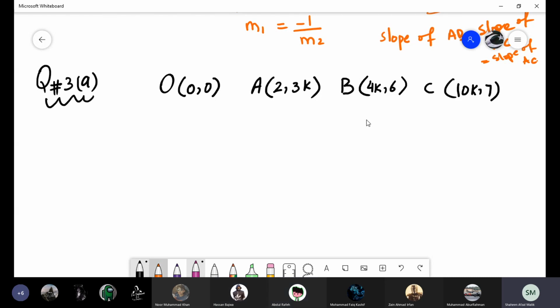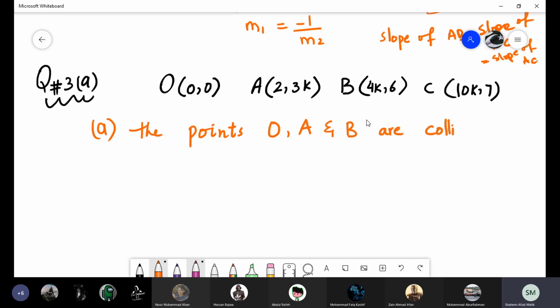But the A part, read the A part of the question. The points O, A, and B are collinear. Yes, the points O, A, and B are collinear. So how will we prove that they are collinear? By keeping their slopes equal. So we can write here that the slope of OA and AB we can keep equal.